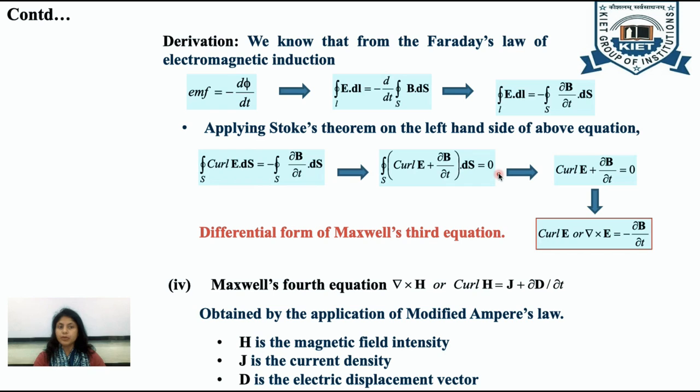dS can't be 0. Therefore, curl of E plus ∂B/∂t is equal to 0, which implies curl of E is equal to minus ∂B/∂t, which is known as Maxwell's third equation.